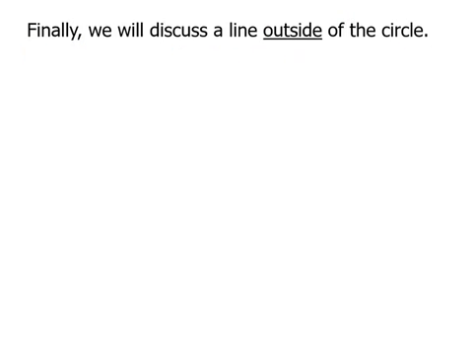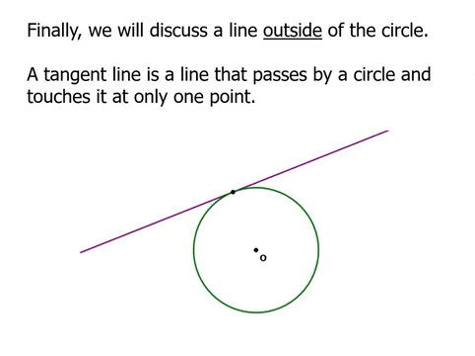Finally, we'll discuss a line outside of the circle. A tangent line is a line that passes by a circle and touches it only at one point. Tangent from the Latin tangere, to touch. And in fact, we get the English word tangible from this same Latin root. So a tangent line simply touches the circle at one point.